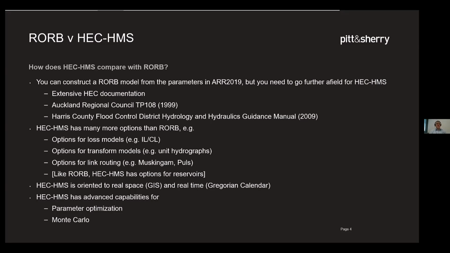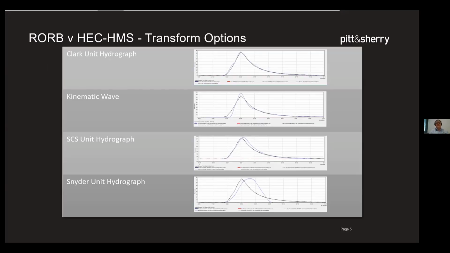HMS has advanced capabilities for parameter optimization, which is useful when you're calibrating, and also Monte Carlo. So looking at some of these options, this is simply a comparison of some of the outputs on an earlier version of HMS with a RAW output. The RAW output is the black line, and the HMS output's the blue line, and they're just superimposed one on top of the other.